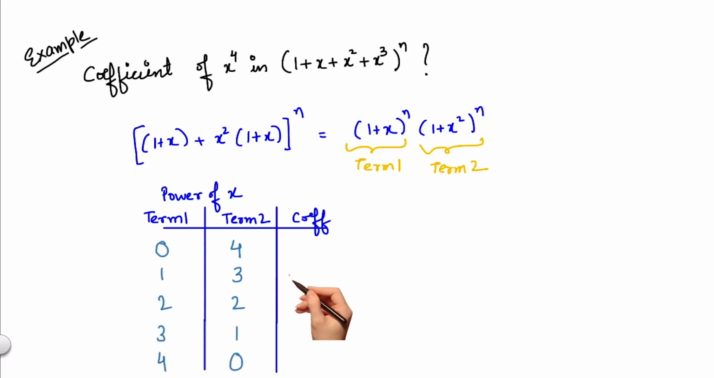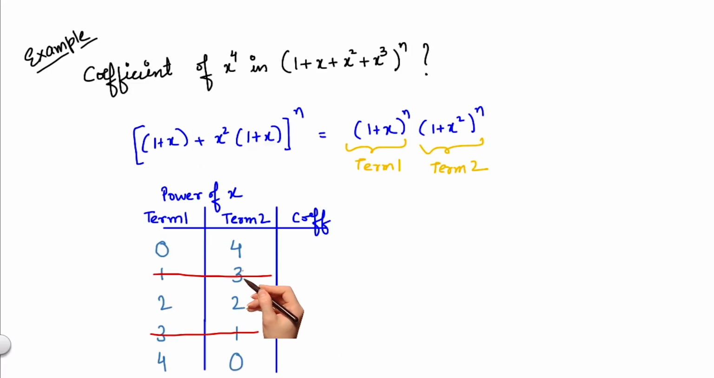Now since term 2 has x square in its expansion, all the terms would have even powers of x, which would be multiples of 2. So this case and this case is ruled out, as I cannot get a power of 3 or a power of 1 in any of the terms in the expansion of (1 + x^2)^n.